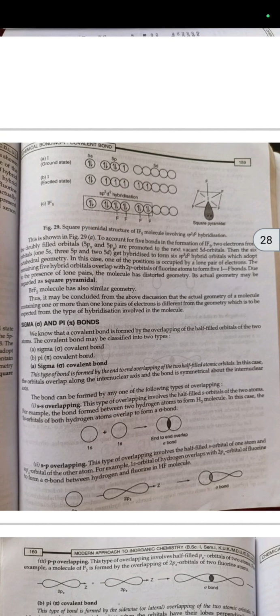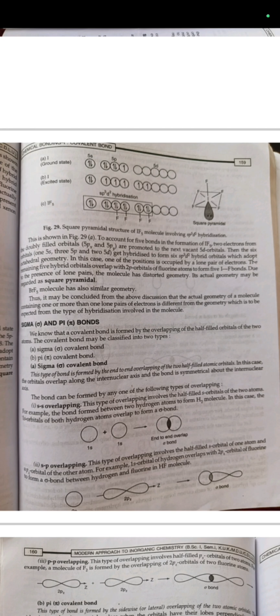Eighth, iodine pentafluoride. The ground state electronic configuration of the central atom iodine is 5s2, 5px2, 5py2 and 5pz1. To account for 5 bonds in the formation of IF5, 2 electrons from the doubly filled orbitals are promoted to the next vacant 5d orbitals. Then the 6 orbitals get hybridized to form 6 sp3d2 hybrid orbitals which adopt octahedral geometry.